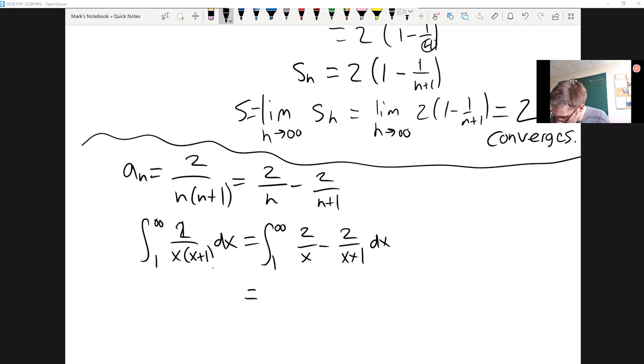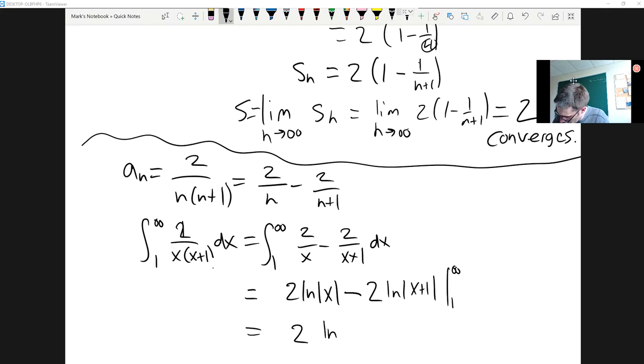Well, now that we've already done the partial fractions, the integral is not so bad. The first term is going to have an antiderivative 2 log absolute value of x. And the next term is going to have antiderivative 2 times the log of the absolute value of x plus 1. And we could even simplify that just a little bit further using our log properties. We could write that as 2 times the log of x over absolute value of x plus 1 from 1 to infinity.